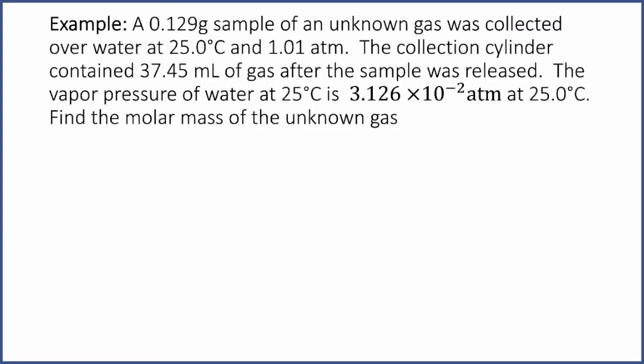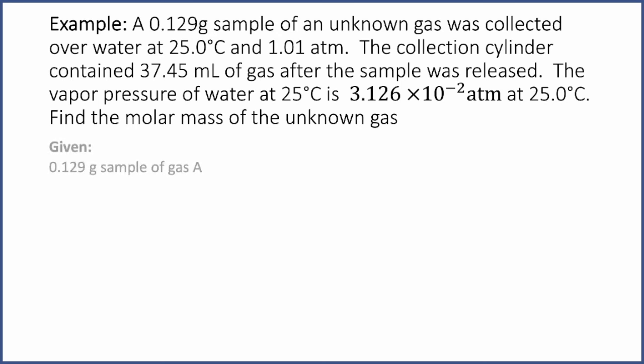Here's an example. A 0.219 gram sample of an unknown gas was collected over water at 25 degrees Celsius and 1.01 atmospheres. The collection cylinder contained 35.45 milliliters of gas after the sample was released. The vapor pressure of water at 25 degrees Celsius is 3.126 times 10 to the negative 2 atmospheres. Find the molar mass of the unknown gas. Okay, this is a lot. Let's break the problem down.